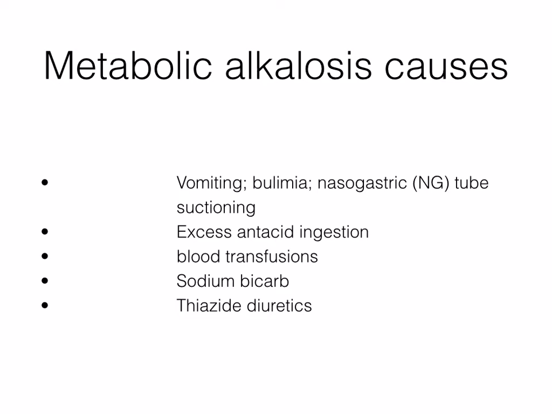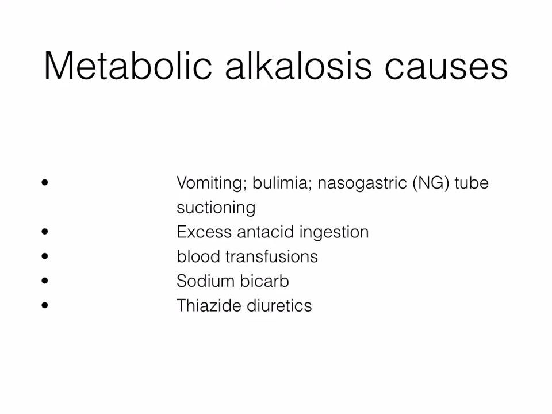Excess of antacid ingestion: when you take so much antacid, it increases the blood serum alkaline levels, and the kidneys may not be able to get rid of this excess of alkaline levels. So this is an excess of base in the body.